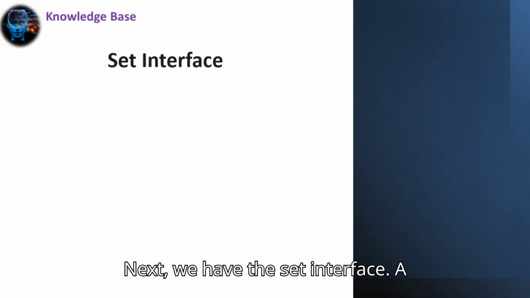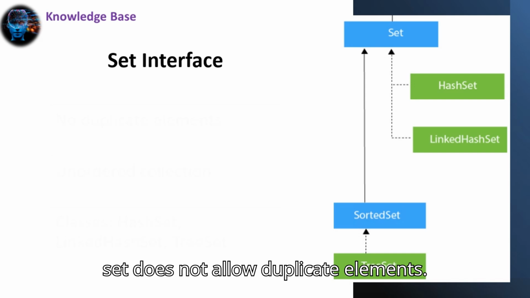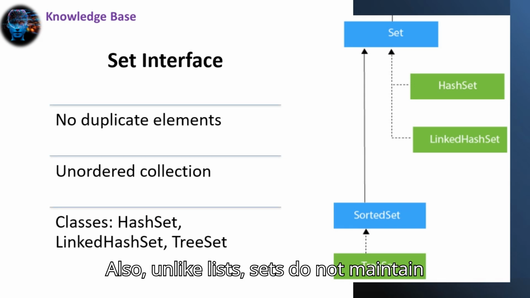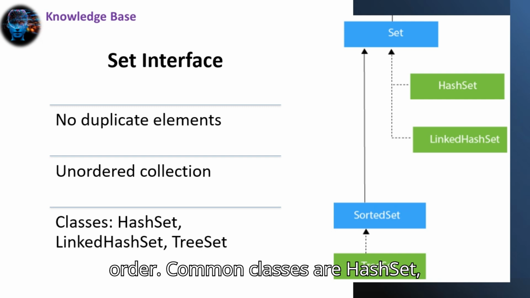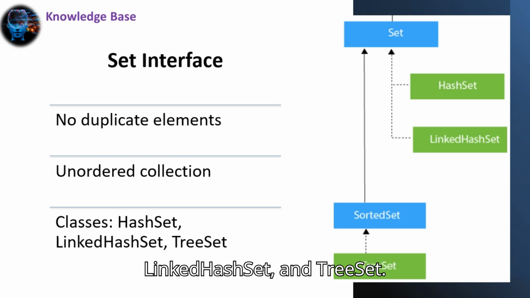Next, we have the Set interface. A Set does not allow duplicate elements. Also, unlike lists, sets do not maintain order. Common classes are HashSet, LinkedHashSet, and TreeSet.